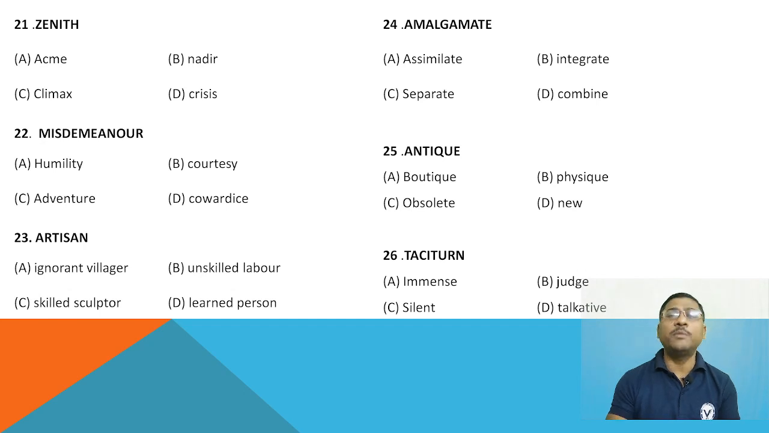Misdemeanor. Demeanor means the outwardly look or the way someone outwardly conducts himself. Misdemeanor means to misbehave, or to behave in an improper manner, or to behave in a discourteous way. So that means ठीक तरीके से पेश नहीं आना, that is misdemeanor, to misbehave. So here the opposite will be courtesy.